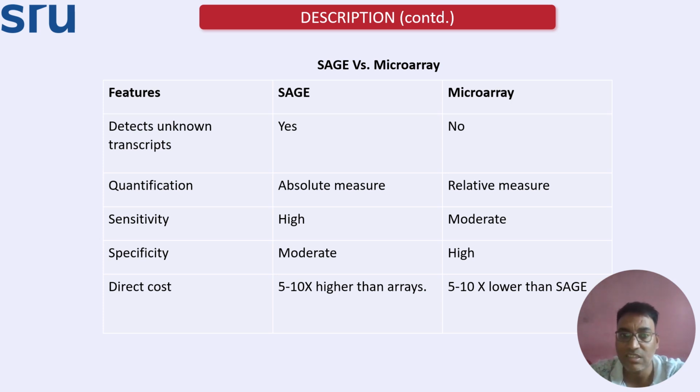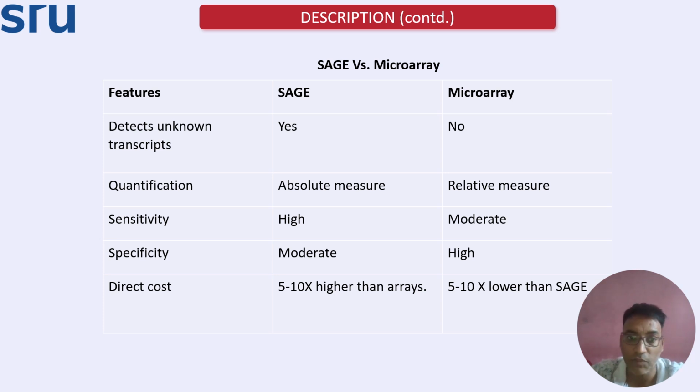Now let us discuss the key differences between SAGE and microarray. Detect unknown transcripts: SAGE yes, because I am taking a small cDNA transcript, which is able to interact with different other parts. In microarray, I am more interested in whether it is there or not there, and if it is there, how much relative level of expression is there. That's the only part. So microarray cannot get the new part because it's a big part.